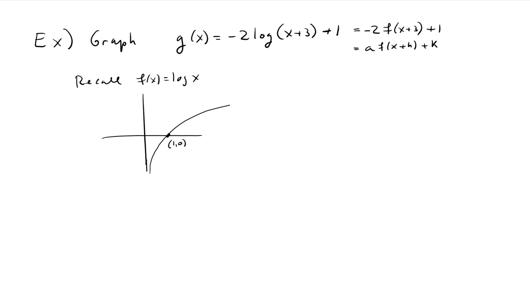And then the parameters are all responsible for the same thing that they were responsible for before. So the 3 here, since it's x plus 3, is responsible for a shift of 3 to the left. The plus 1 is responsible for a vertical shift of 1 up.